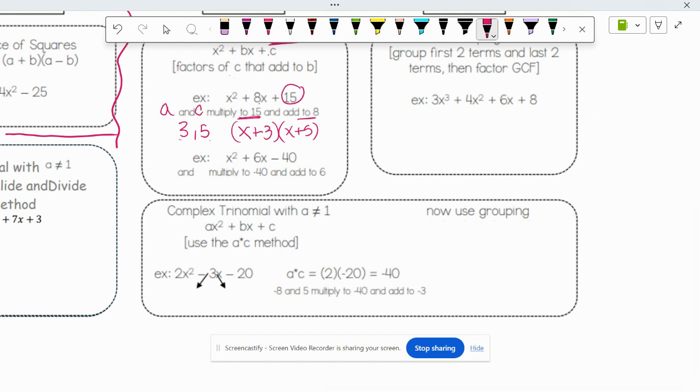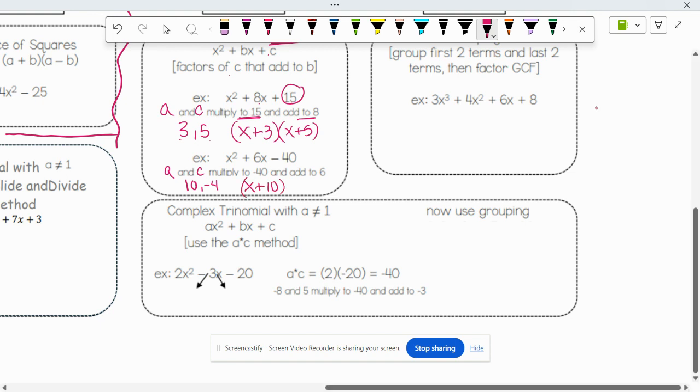Yeah, this is telling you that A and C multiply to, that's really what that's saying, and add up to. So positive 10 and negative 4. So our factors are 10 and negative 4. So when A equals 1, the factors that you choose are the factors you use. X plus 10 times x minus 4. Okay.